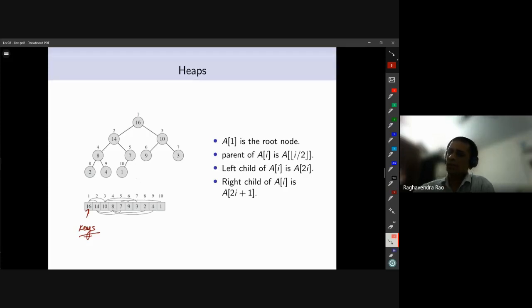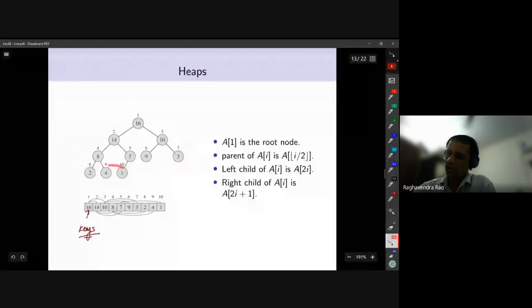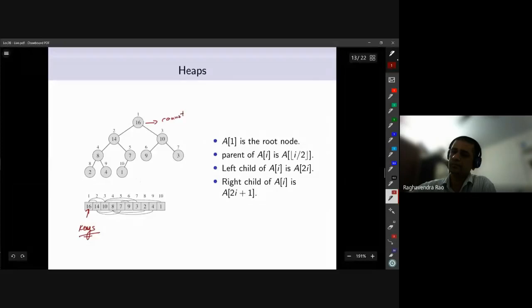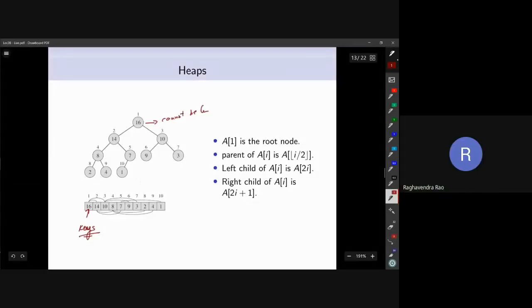So what we'll assume is that you just have a tree structure, but you are allowed to have leaves only at the lowest level or just one level above. For example, I cannot have a leaf here. This cannot be a leaf. If you want it to be a leaf, you'll have to terminate here. You cannot go any further. So these are called almost complete binary trees.